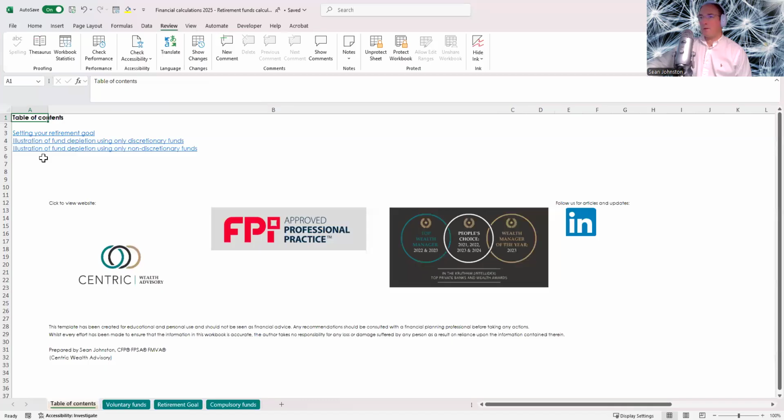This template has been created with the goal to help show the illustration of how much capital you need firstly, and how the capital depletes using discretionary and non-discretionary funds. So I'm going to just do a share screen to show you what I mean. This template has been created for those wanting to just play around with certain scenarios. Just go back over here just so I can explain this.